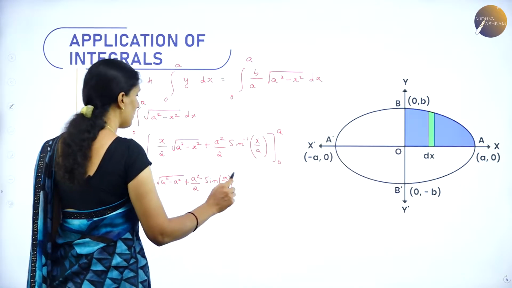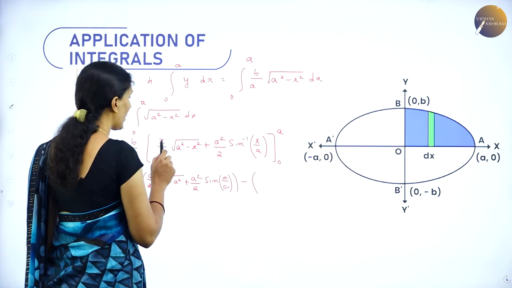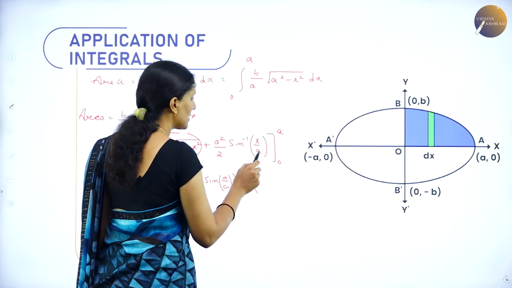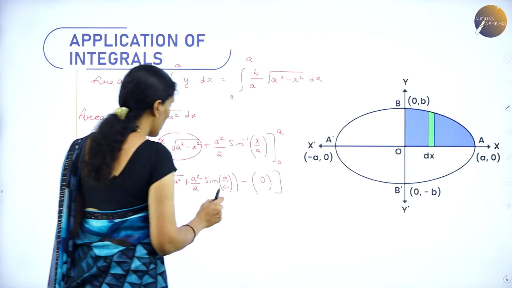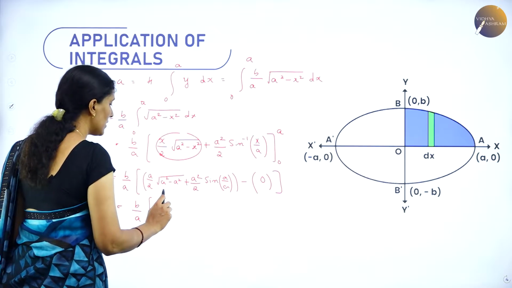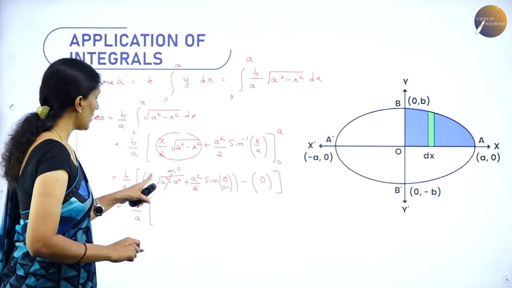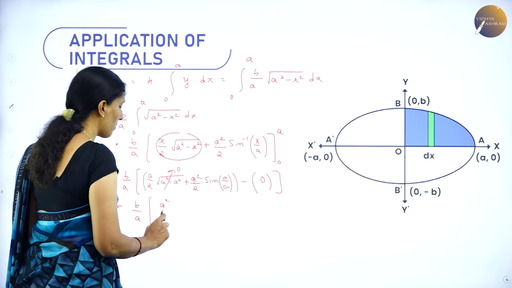This is our first integral minus the value at 0. If you substitute x as 0, 0 plus sine inverse 0 by a becomes 0, so this is completely 0. Now let us solve this. It is b by a. This term becomes 0 because a square minus a square is 0, and 0 into a by 2 is 0. And here we have a square by 2.